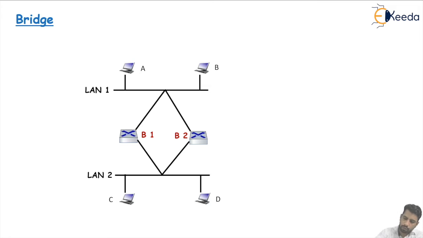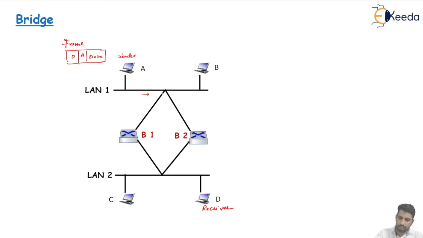Here, for example, this one is the sender and this is the receiver. Means station A wants to send a frame to station D. This one makes a frame: destination address D, source address A, and the data. Means we created a frame. Now the frame will be released in LAN number 1 from station A.